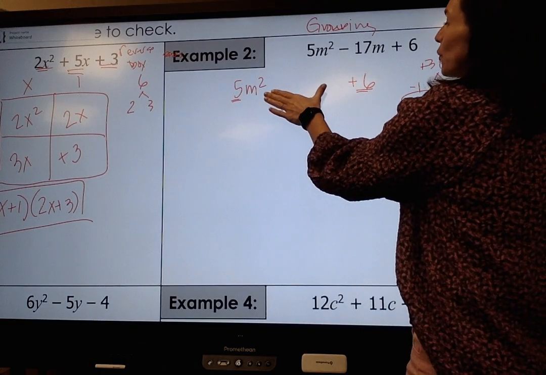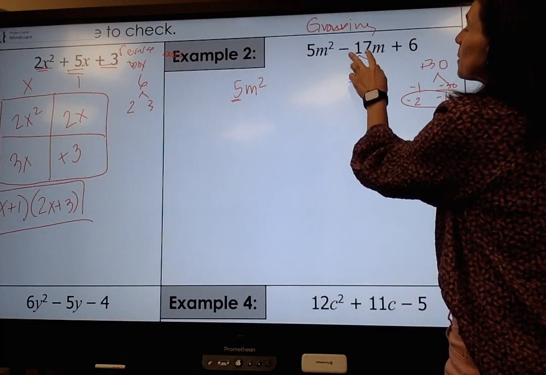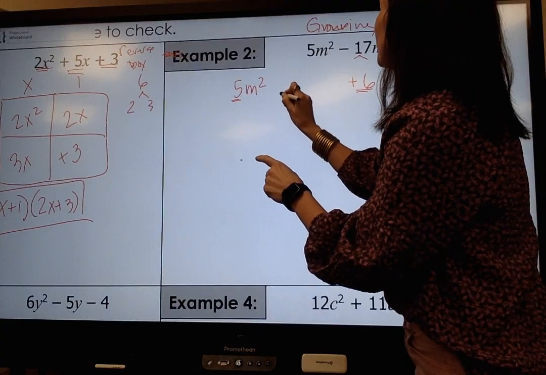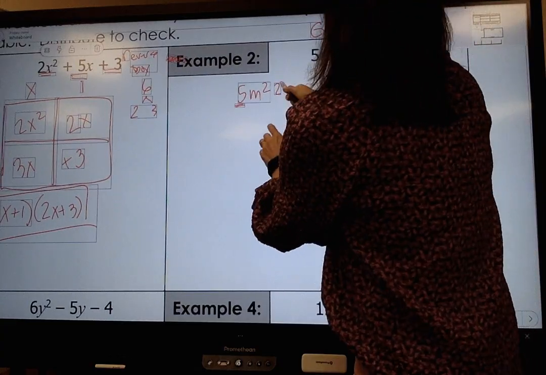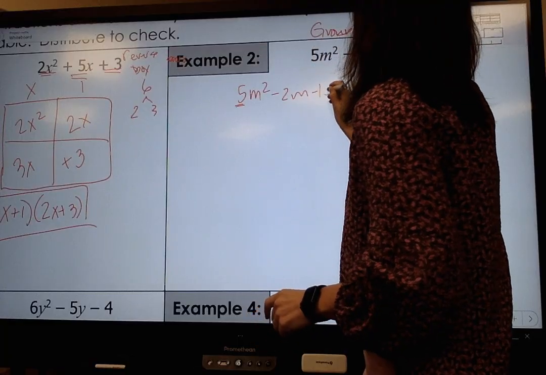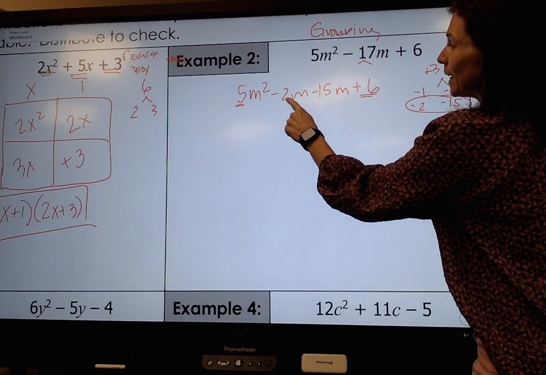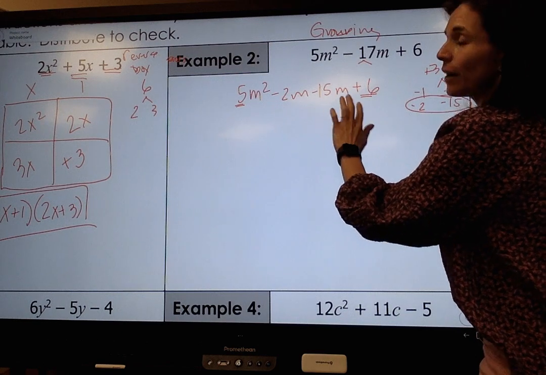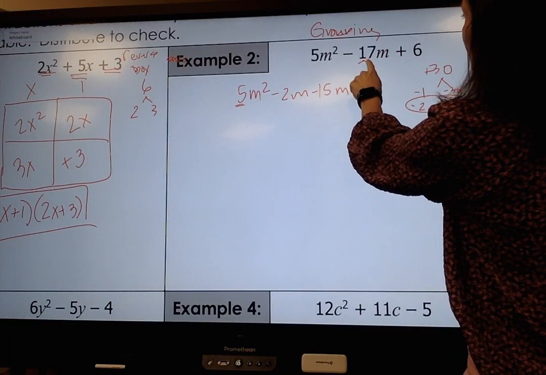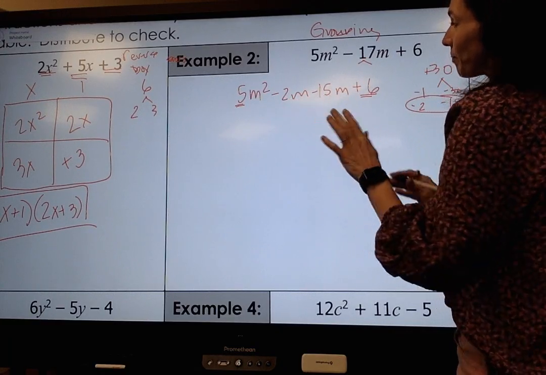So notice the first term doesn't change and the last term doesn't change. All I'm doing is splitting up this negative 17m and making it negative 2m and negative 15m. It doesn't matter. I could put negative 15m there and negative 2m there. It's not going to matter. But what I've done is I've broken up the negative 17m. And you'll notice these combine to be negative 17.